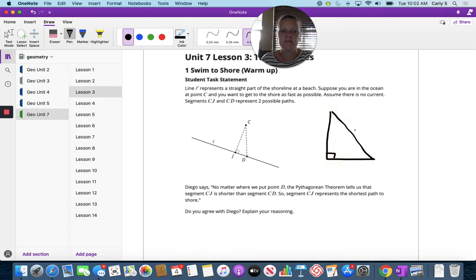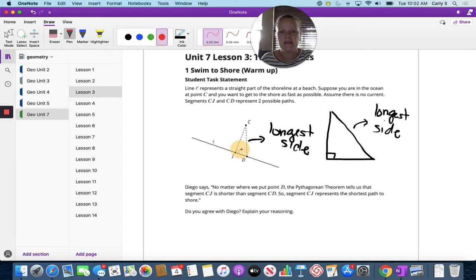Any right triangle, this is going to be the longest side every time. We learned that when we first learned about Pythagorean theorem a few lessons ago. I think that was last unit. So on this example, this one right here is going to be the longest side. Okay? Because it's the hypotenuse. The hypotenuse is the side that is across from the right angle, so it's going to be the longest side.